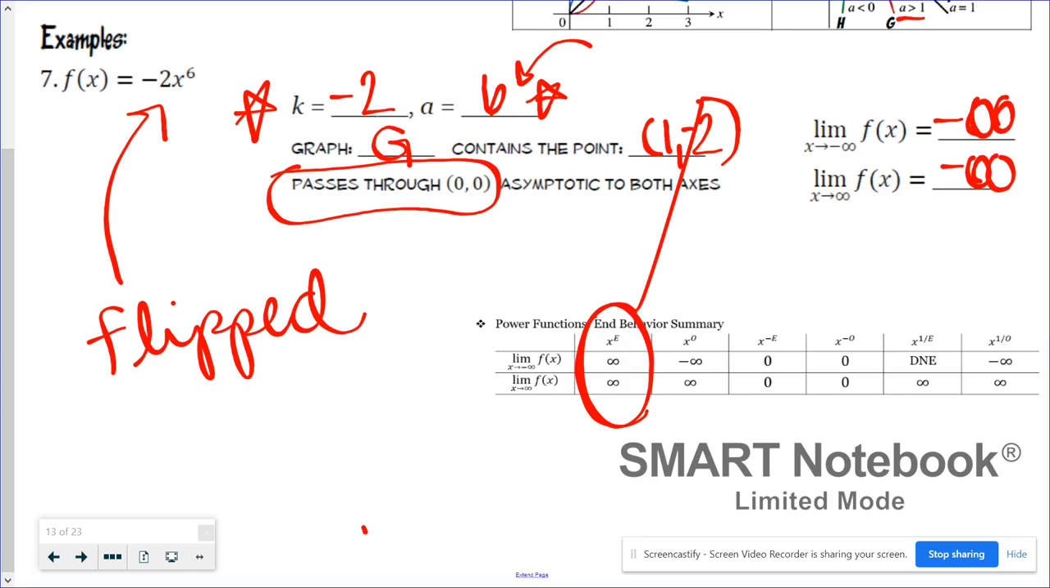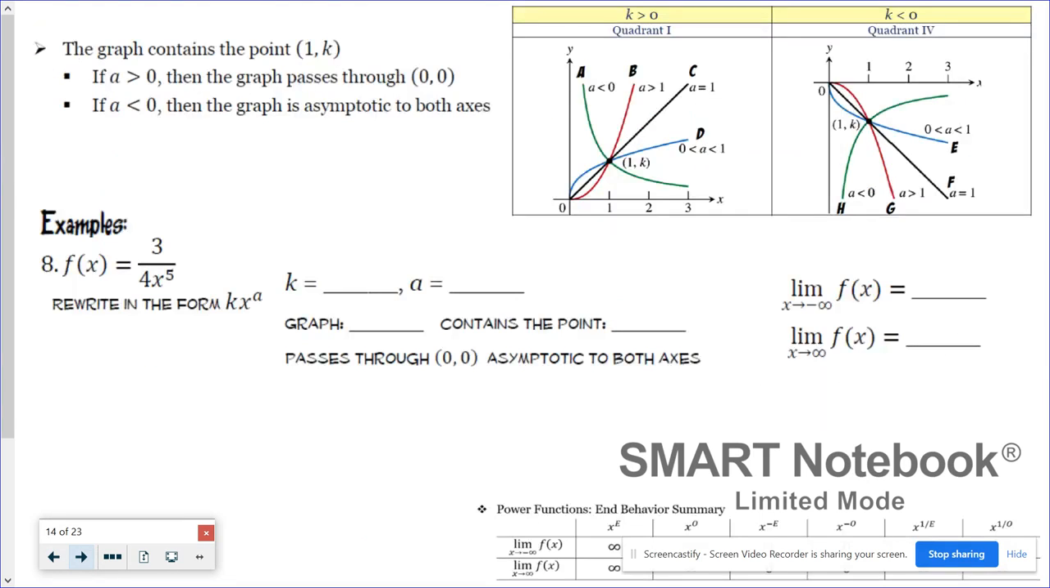But it's pretty simple so long as you are looking at that graphic on page 5 in your notes, right? So let's try another one. In number 8, we have the function f of x equals 3 over 4x to the 5th. Now, this is not true power function form, which is why it says to rewrite it in the form k times x to the a power.